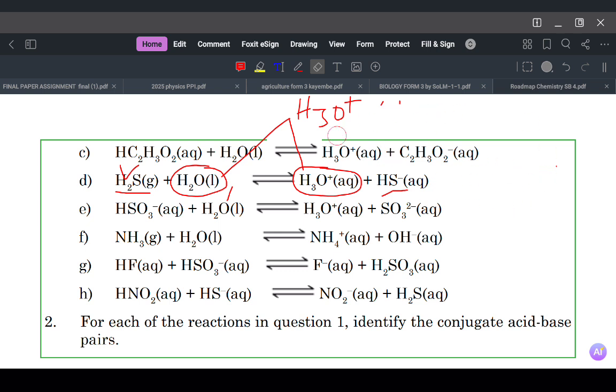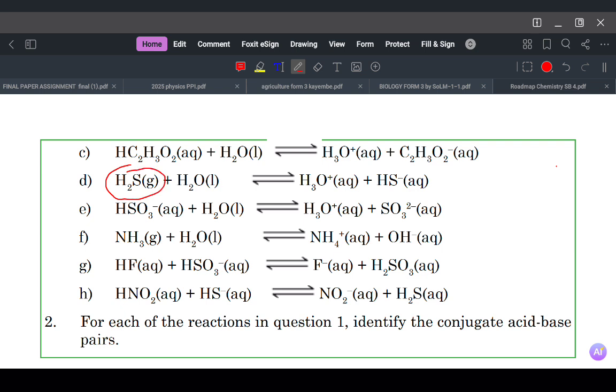The one that has more hydrogen is listed first. All right, for example, here we listed this one first. H2S has more hydrogen than HS minus. So in this case, this one is an acid. This is a conjugate base. All right, a conjugate base.